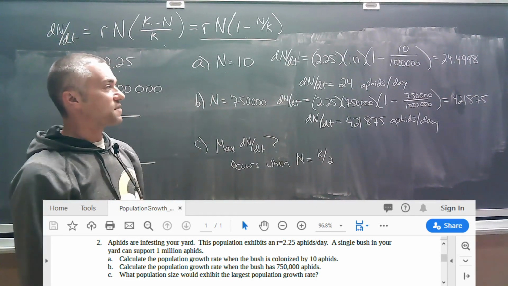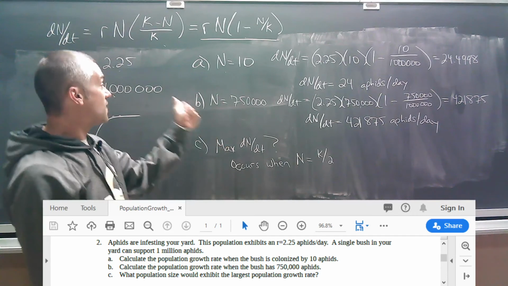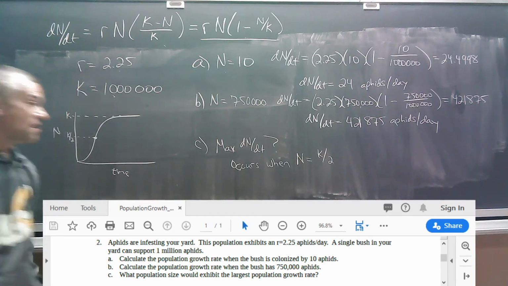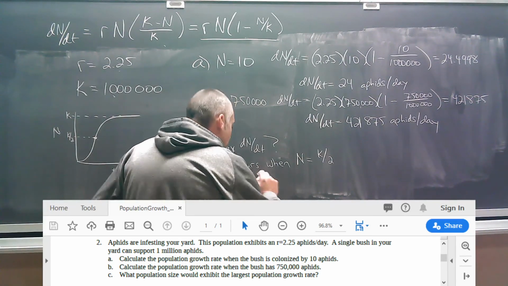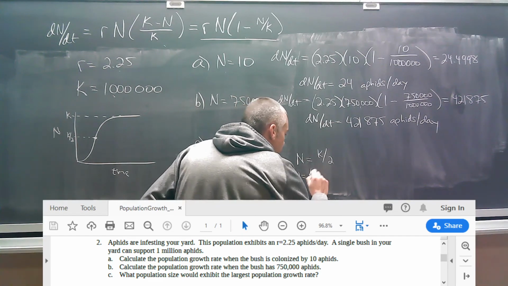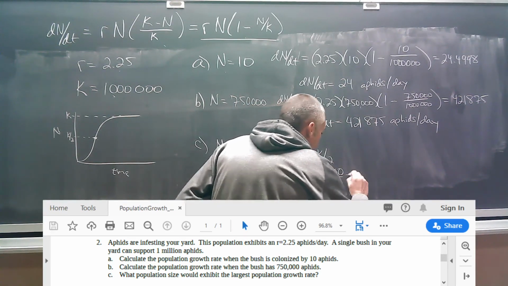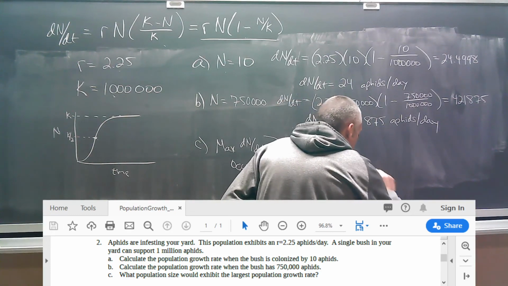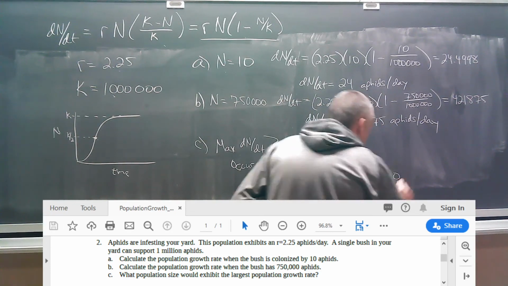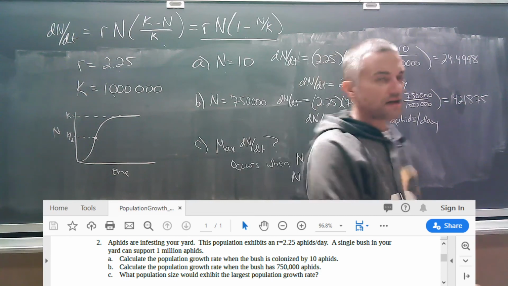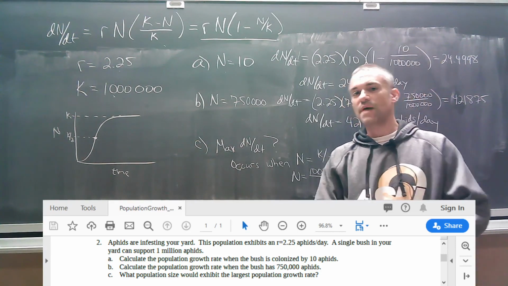Half of our carrying capacity is 1 million. Therefore, our population size will be 1 million divided by 2, or 500,000. Population size of 500,000 would exhibit the maximum population growth rate.